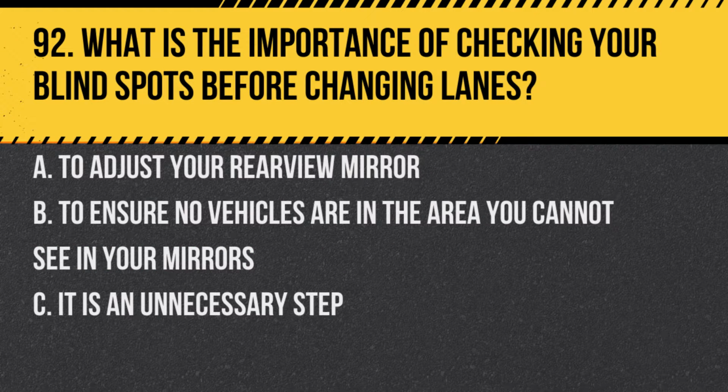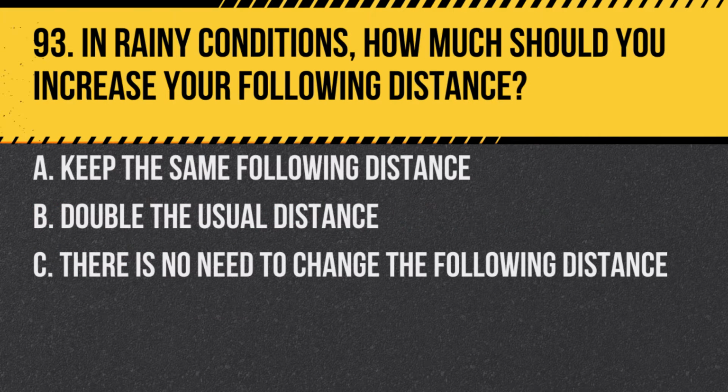Question 92. What is the importance of checking your blind spots before changing lanes? A. To adjust your rearview mirror. B. To ensure no vehicles are in the area you cannot see in your mirrors. C. It is an unnecessary step. Answer: B. To ensure no vehicles are in the area you cannot see in your mirrors. Checking your blind spots is crucial to make sure the lane change is safe and there are no vehicles hidden from mirror view.